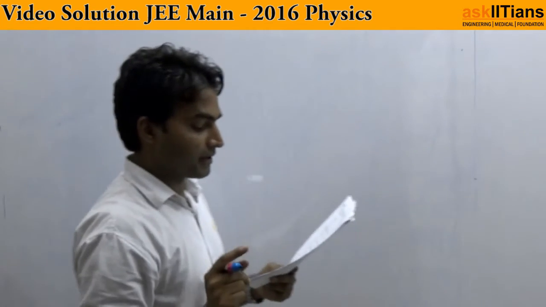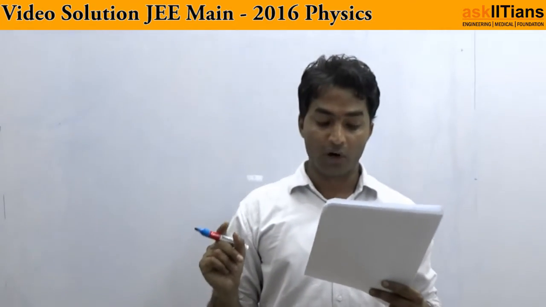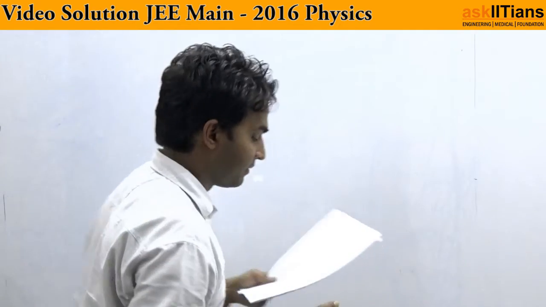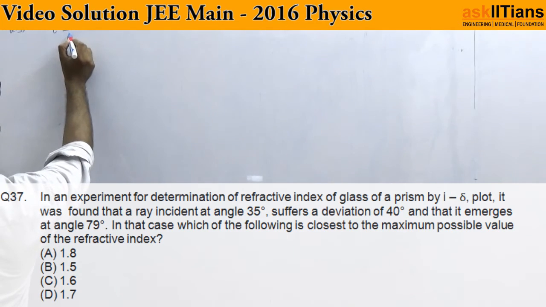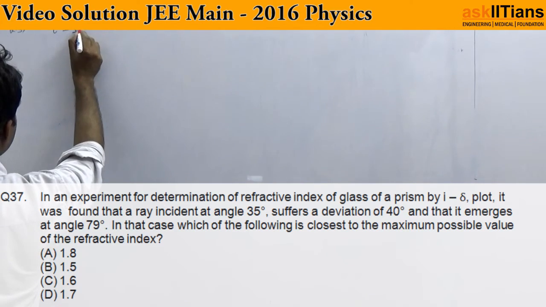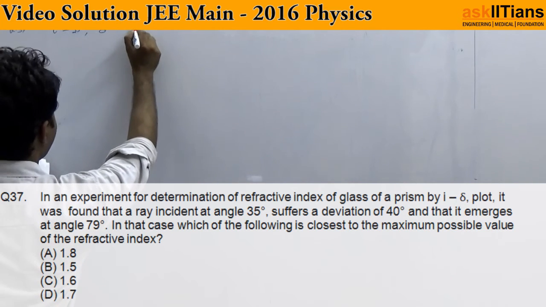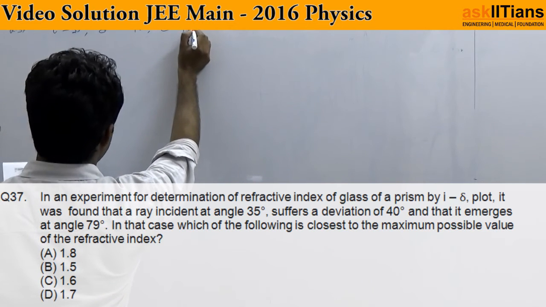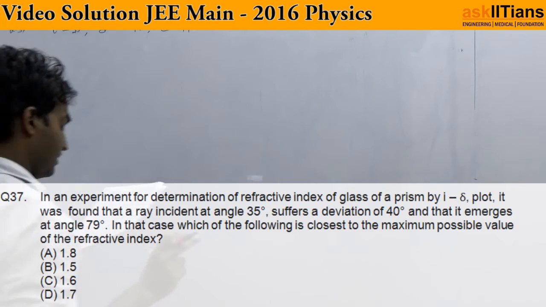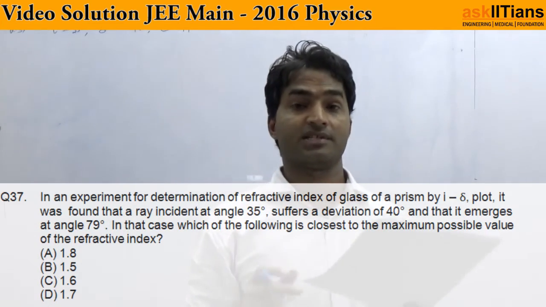Now I would like to write here, in an experiment for determination of refractive index of glass or prism for incident and deviation plot, it was found that a ray incident at angle 35 degree. So in question 37, angle of incidence is given as 35 degree. Now the ray suffers a deviation of 40 degree. So deviation is given as 40 degree. After that it emerges at an angle e equal to 79 degree. Now in this case, which of the following is closest to the maximum possible value of refractive index?